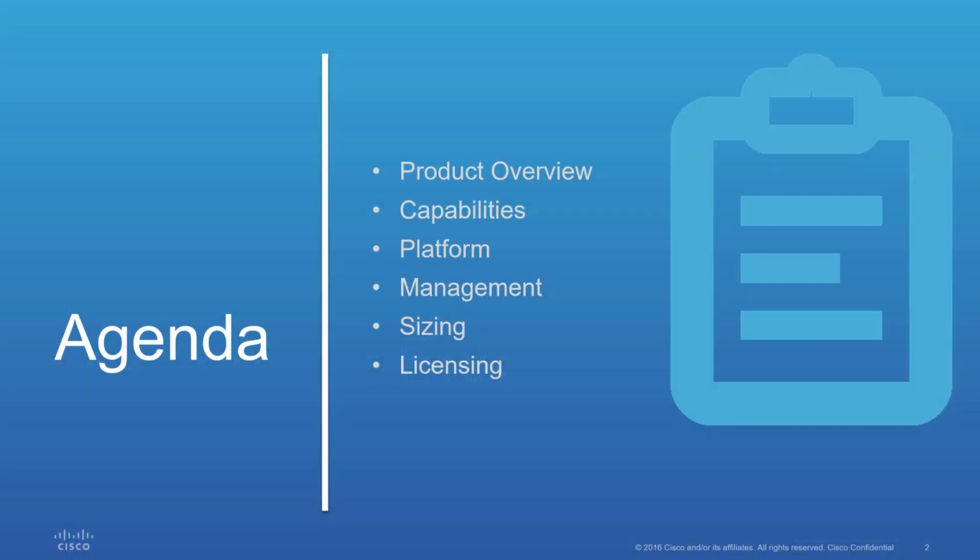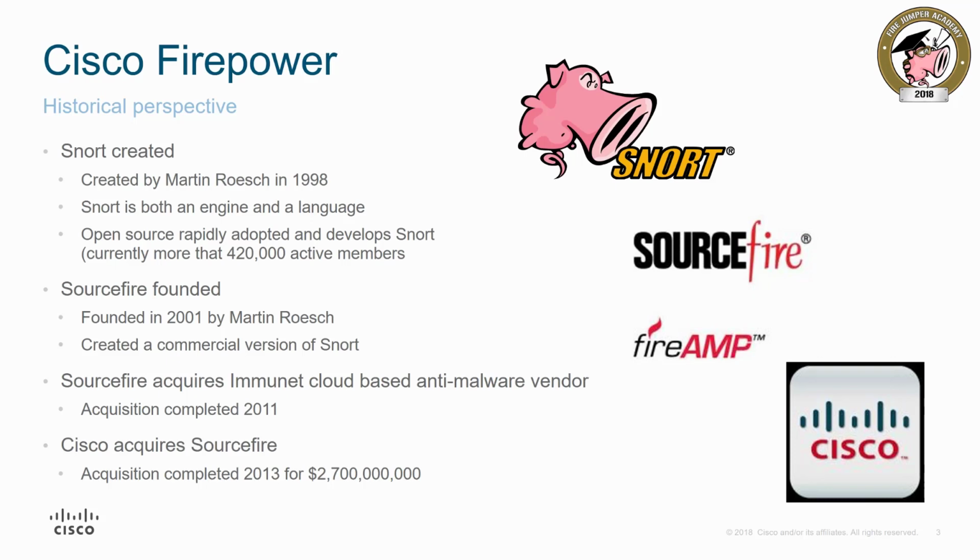I will be covering the product overview, capabilities, platform management, sizing, and also the licensing, which plays a huge part of the overall solution. Before I do so, I'd like to cover the historical perspective of Cisco Firepower. It's based hugely on the Snort capabilities. So a little bit around Snort.